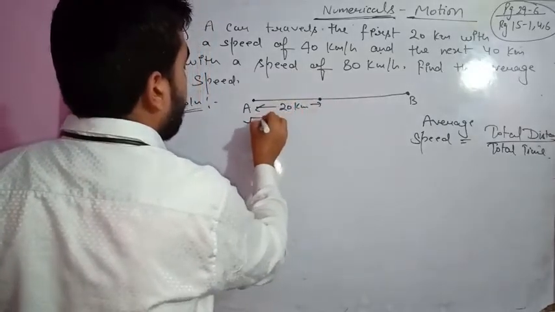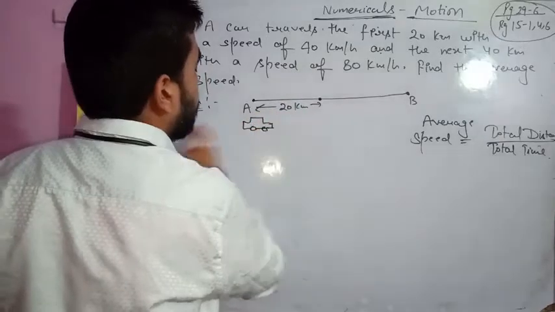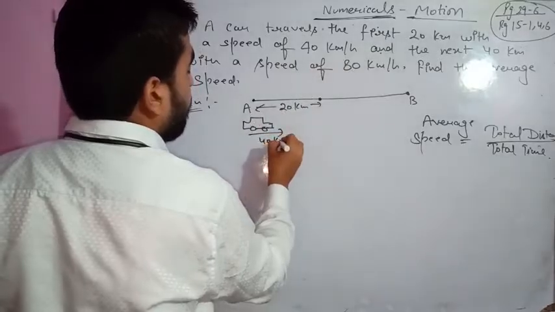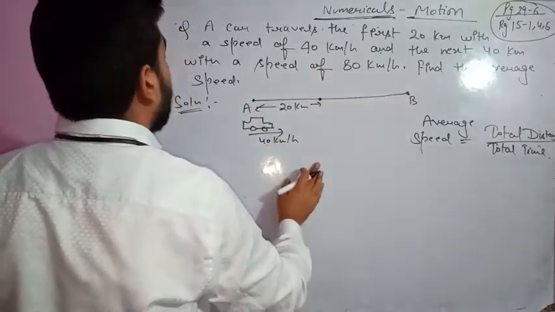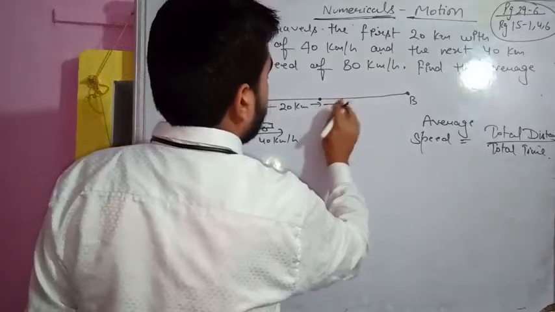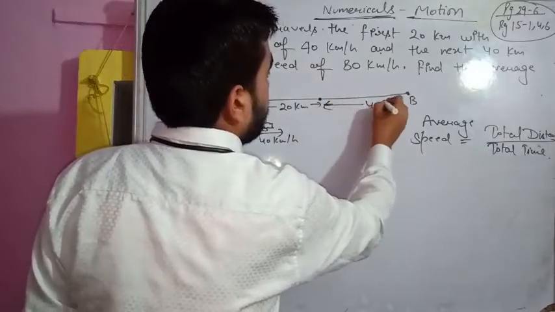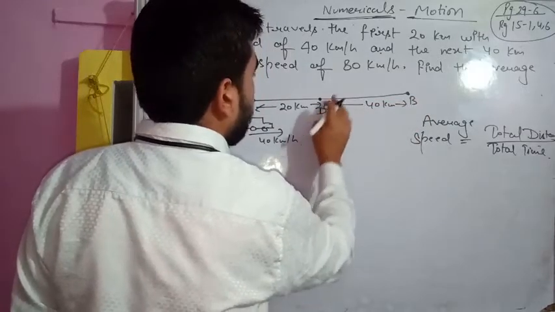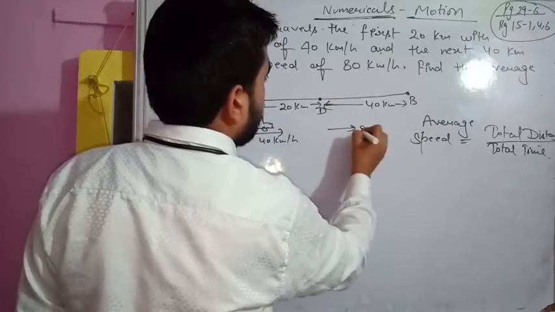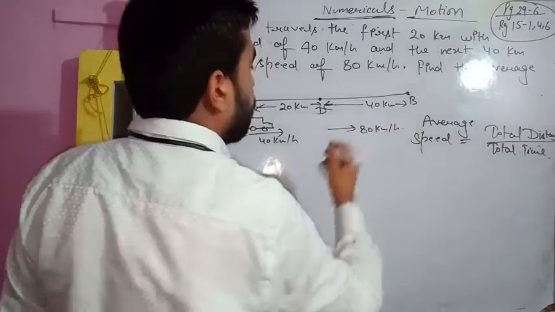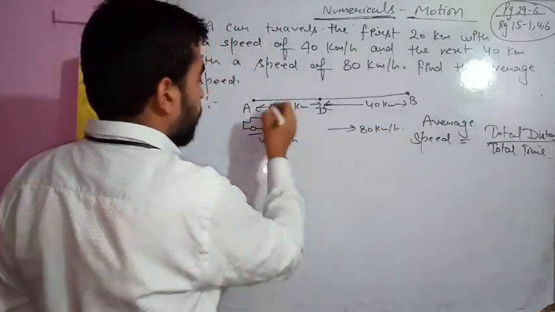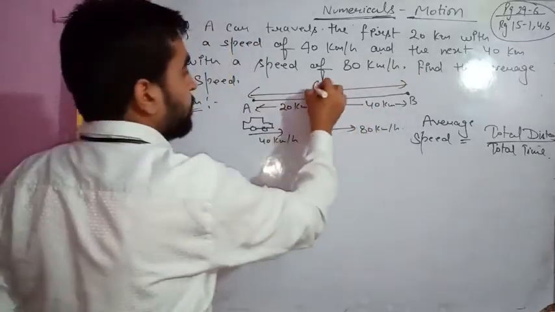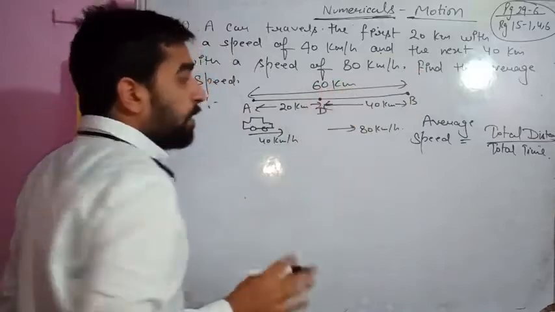What is the speed of the car? Let us draw the arrow. So the speed of the car for first 20 kilometers is 40 kilometers per hour. Fine. In the next 40 kilometers, the speed is 80 kilometers per hour. So suppose this point is D. From this point, the car speed is 80 kilometers per hour. So students, as the formula is total distance, what is the total distance? We are aware about 20 plus 40. So total distance is 60 kilometers. But total time we don't know.